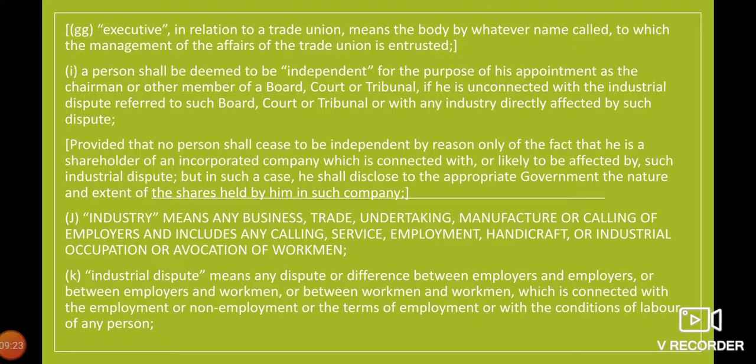So he should be unconnected with the industrial dispute referred to such board, court, or tribunal, or with any industry directly affected by such dispute, right? Provided that no person shall cease to be independent by reason only of the fact that he is a shareholder of an incorporated company which is connected with or likely to be affected by such industrial dispute, but in such case he shall disclose to the appropriate government the nature and the extent of the share held by him in such company. So if he discloses, then he will not be deemed connected, he will be deemed unconnected with the industrial dispute, right?